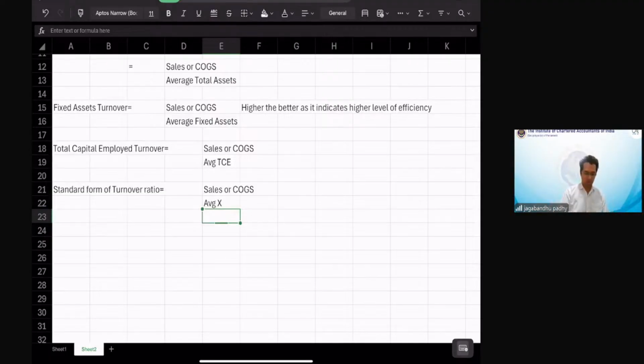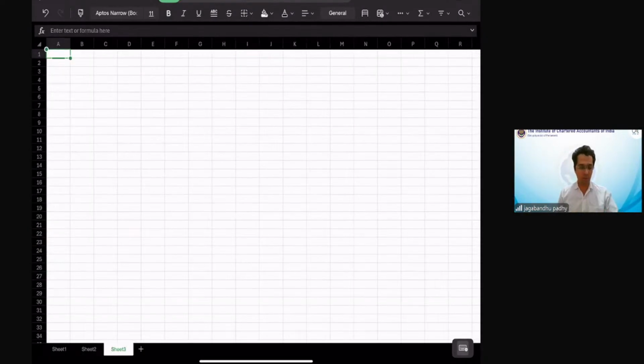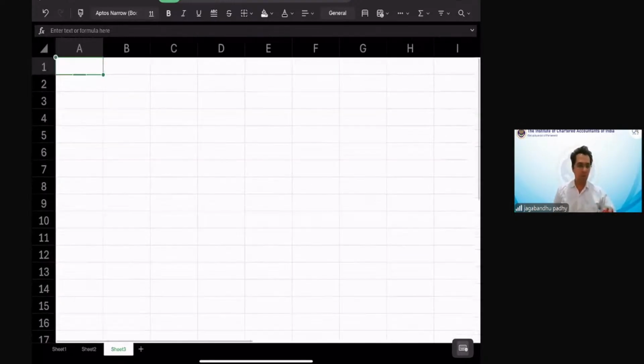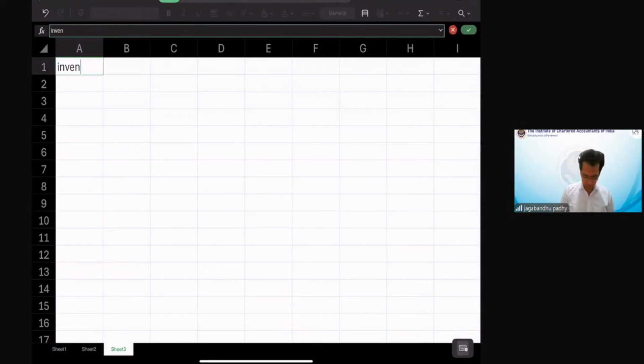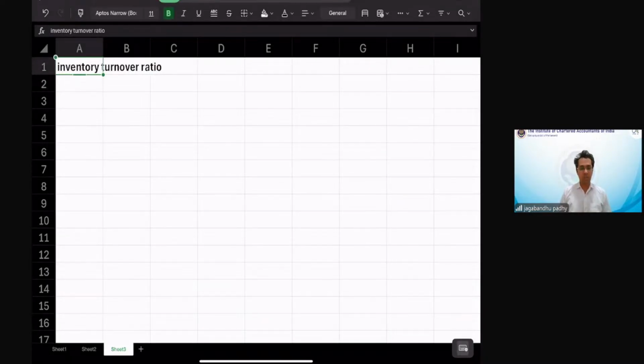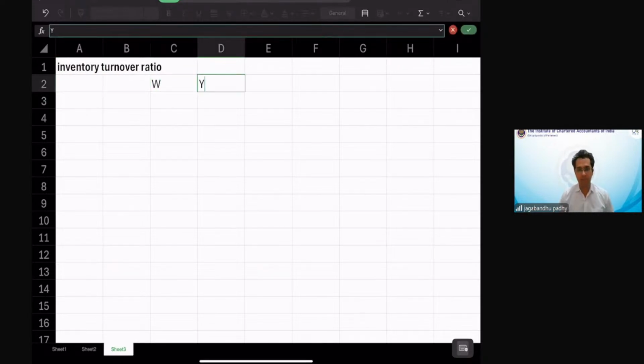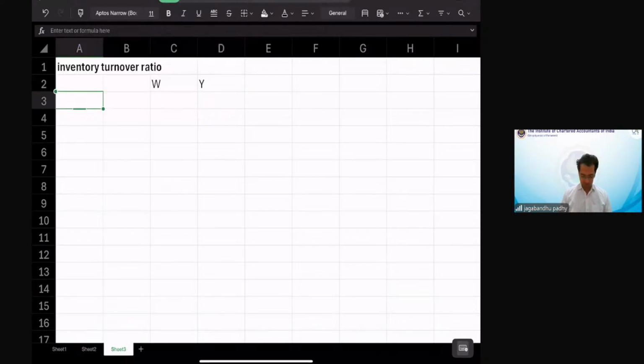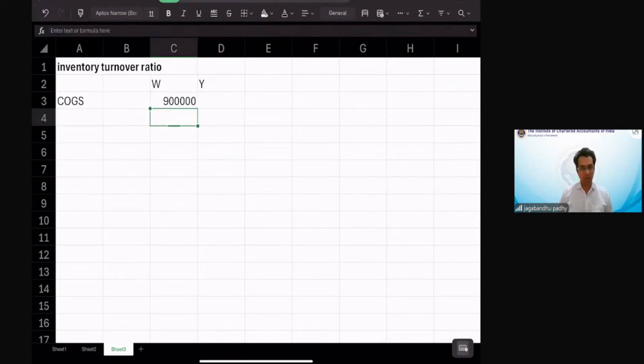The next important ratio that we're looking at is in depth. We're going to look at three ratios in depth: inventory turnover ratio. Now let's look at this inventory turnover ratio. Suppose there are two companies, W and Y. They have got a COGS of 9 lakh and 10 lakh.